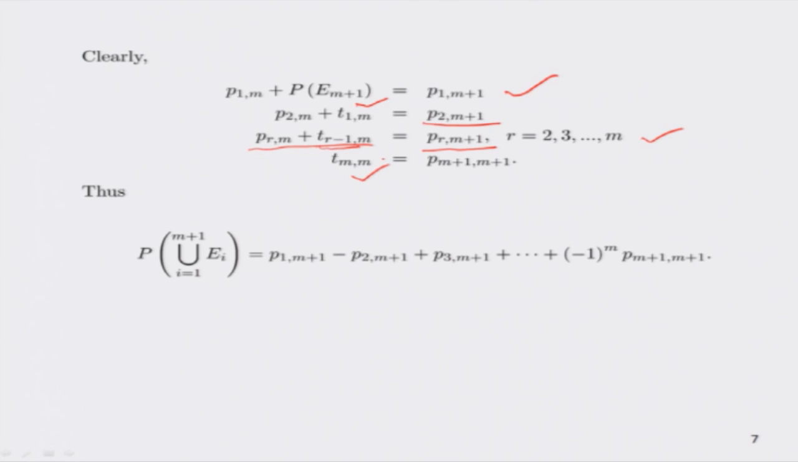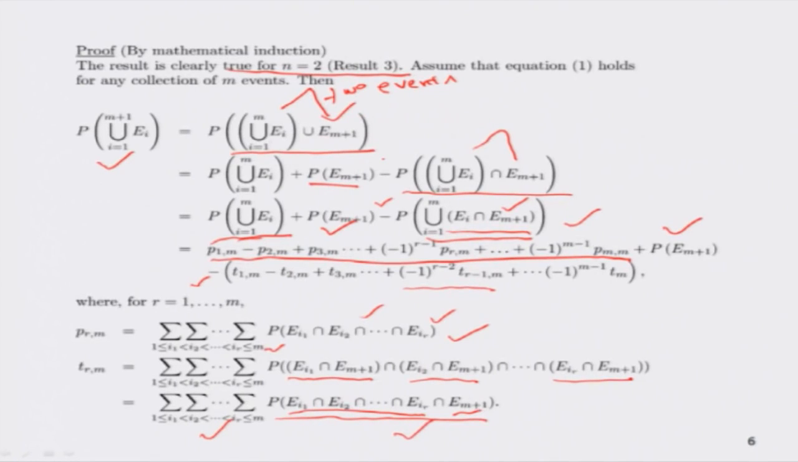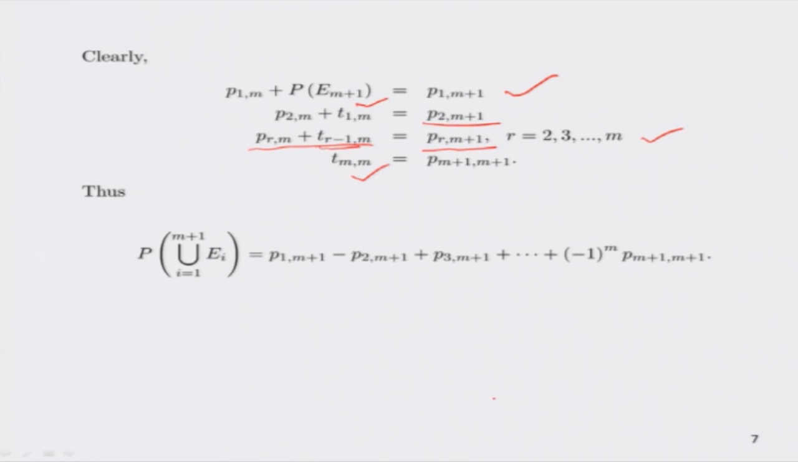Now let us look at T_MM. What was T_MM? Let us go back to the slide. T_MM was when all of them are taken together and E_{M+1} is there. So that means M of E1, E2, ..., EM and E_{M+1}. So that is the probability that all of them have been taken together. So this is P_{M+1,M+1}. So if you combine all this, you get the desired result.